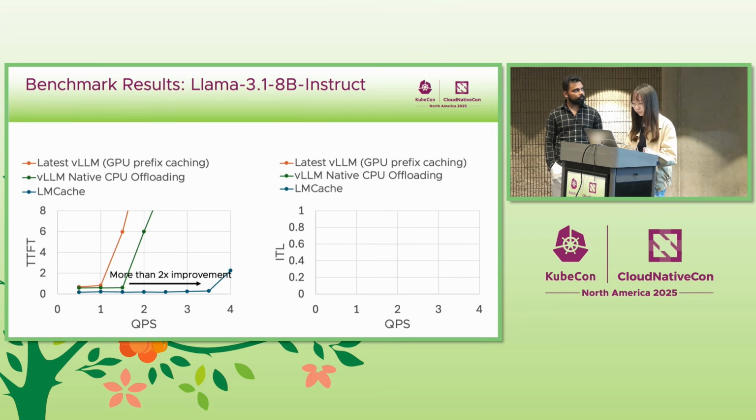On this figure, I'll show QPS versus ITL, which is basically the inter-token latency, the time between each consecutive output token. So this basically measures latency for each decoding step. In this figure, this is vLLM, this is vLLM's native CPU offloading, and this is LMCache. As we can see here, LMCache can improve both TTFT and ITL.